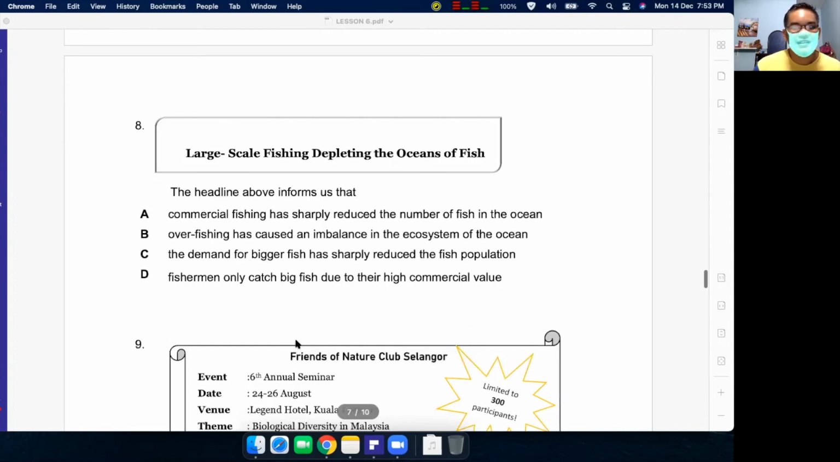Question number 8. Large-scale fishing depleting the oceans of fish. The headline above informs us that commercial fishing has sharply reduced the number of fish in the ocean. Depleting means getting lower. So, commercial fishing has sharply reduced the number of fish in the ocean. Overfishing has caused an imbalance in the ecosystem of the ocean. The demand for bigger fish has sharply reduced the fish population. And lastly, fishermen only catch big fish due to their high commercial value. Look at the headline. What does it inform us?